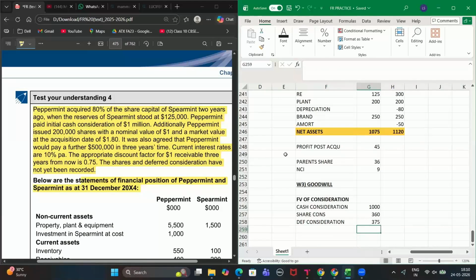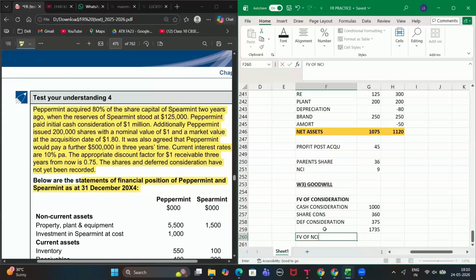So what is the fair value of consideration? It is 1735. Is that it? Anything else? We are done with fair value of consideration. What next? Tell me. Fair value of NCI.